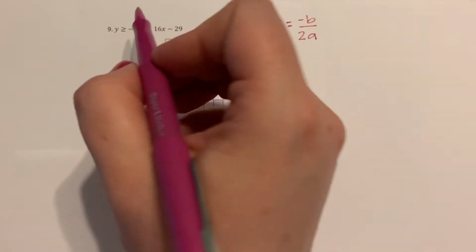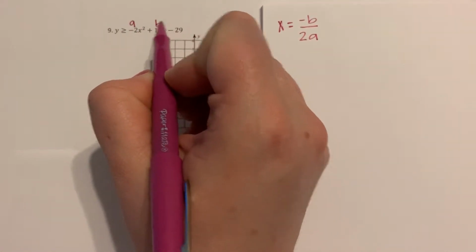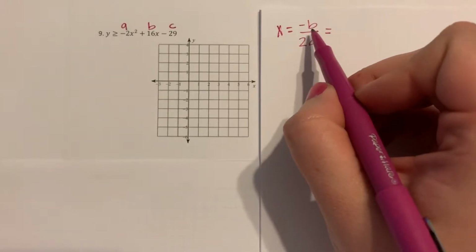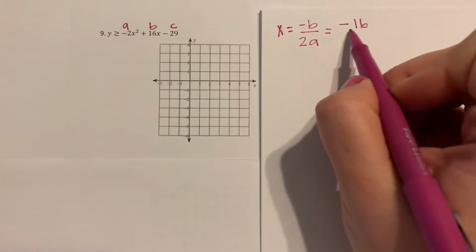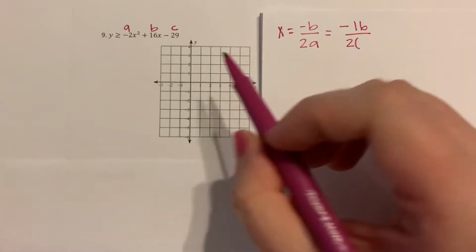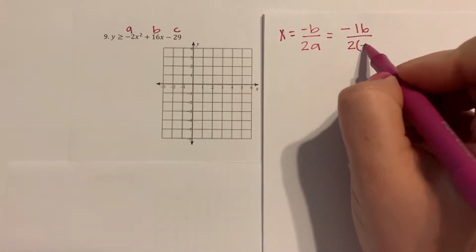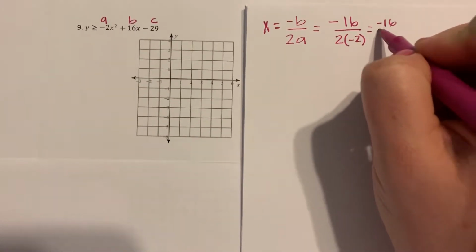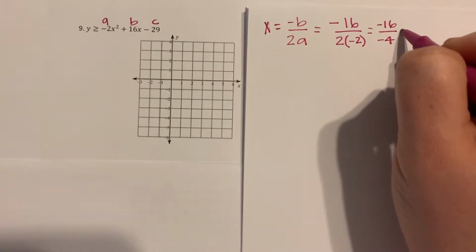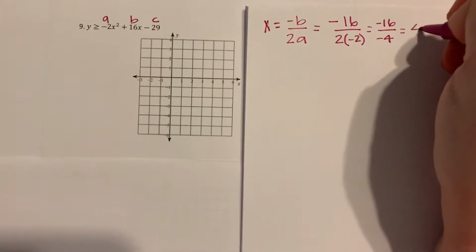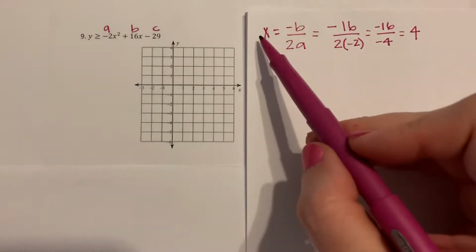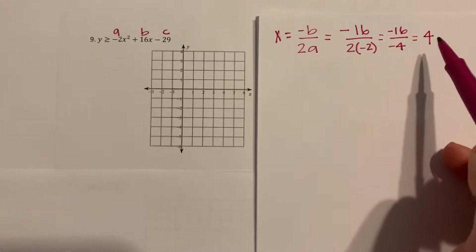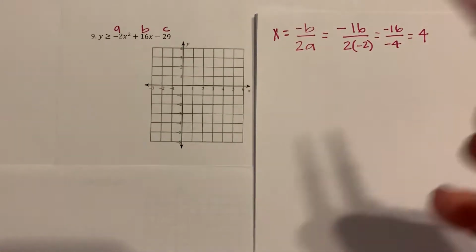So if you have something in standard form, of course you have your a, b, and c, and you would just plug it in from there. Okay, so for ours, negative b would be negative 16 over 2 times a, which is negative 2. Okay, on the bottom of that, that would give me negative 16 over negative 4. Okay, if I divide those out, I get a positive 4. So I know the x value of my axis of symmetry or my vertex is going to be 4. Okay, that's your turning point.